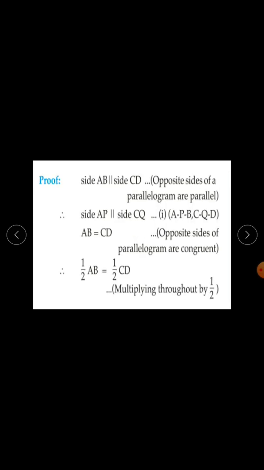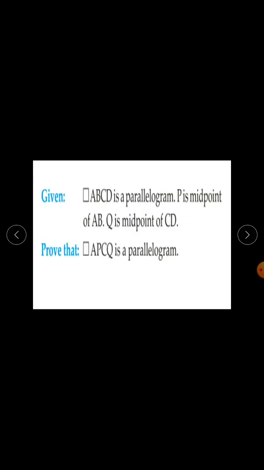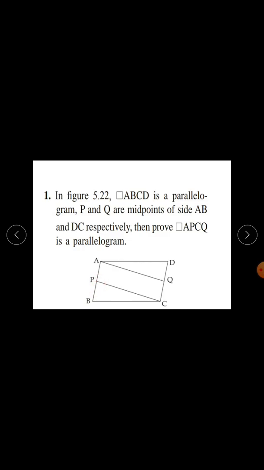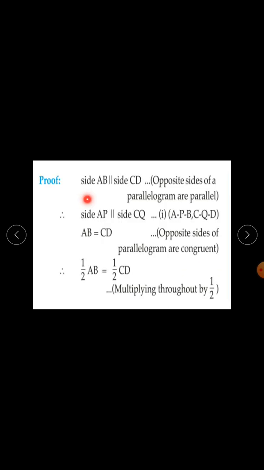Now proof. Side AB is parallel to side CD because opposite sides of a parallelogram are parallel. But for side AB we can write side AP, and for side CD we can write side CQ, because A-P-B and C-Q-D are collinear. So side AP is parallel to side CQ, and this is your equation 1.